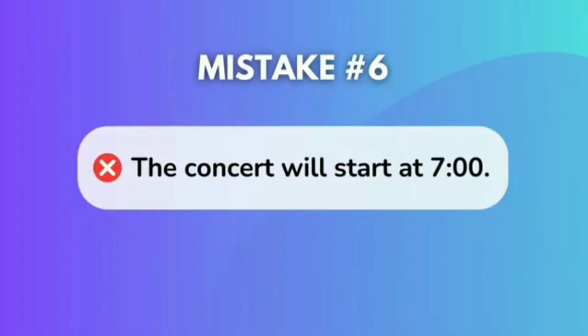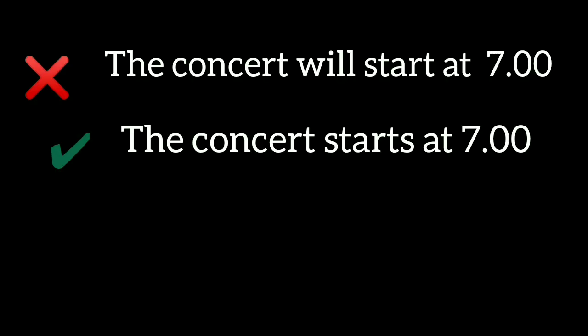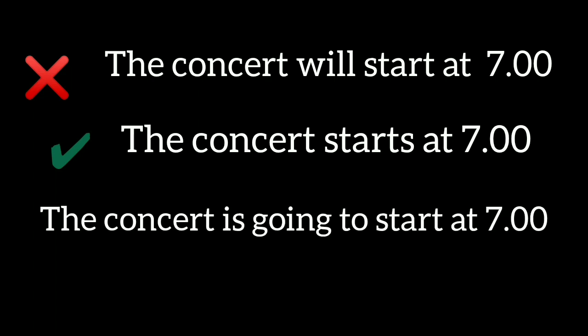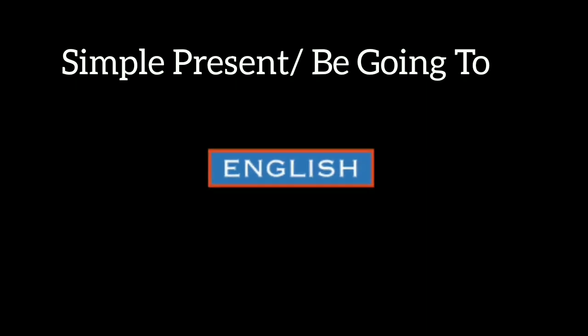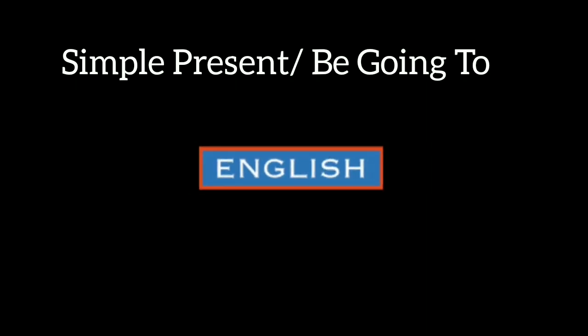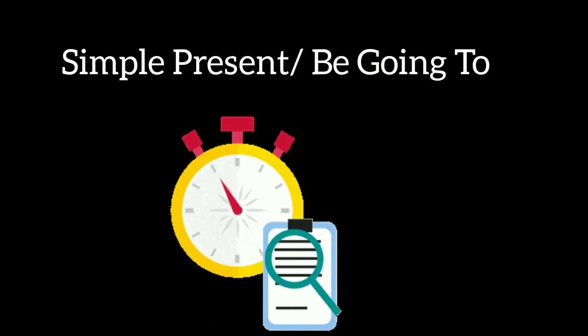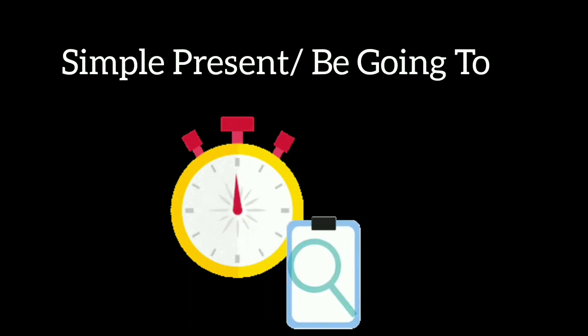Mistake number 6. "The concert will start at 7 o'clock." The correct sentence would be, "The concert starts at 7 o'clock," or "The concert is going to start at 7 o'clock." In English, we prefer to use the simple present tense, or be going to, to talk about events that are scheduled for some time in the future.